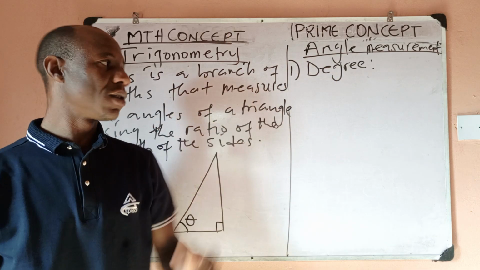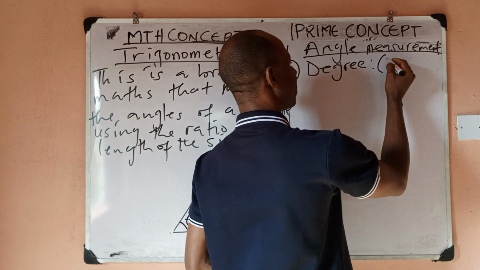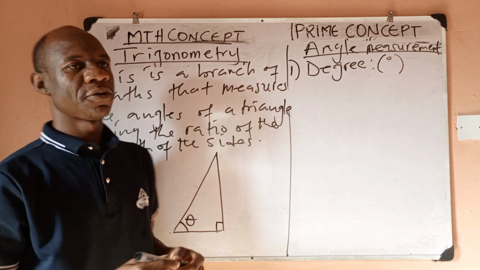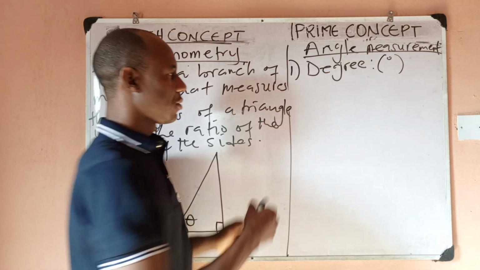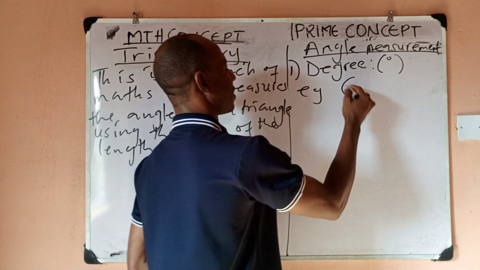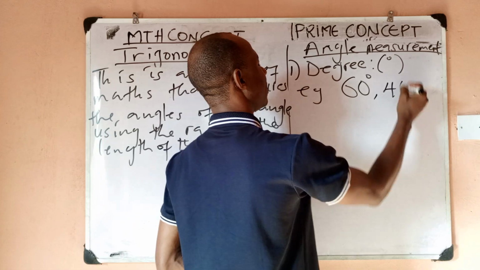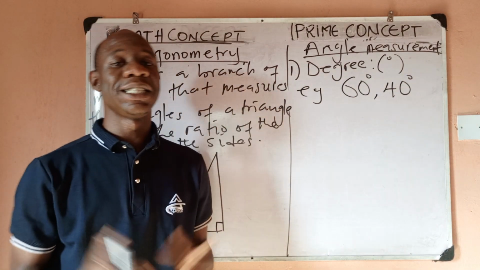So angles can be measured in degree, and of course, degree still has in itself two other units which we're going to mention. The symbol for degree is a small circle above. So you put this above the number. So for example, you can say 60 degree, right? You can say 40 degree. You see that symbol? So we can measure angles in degree.